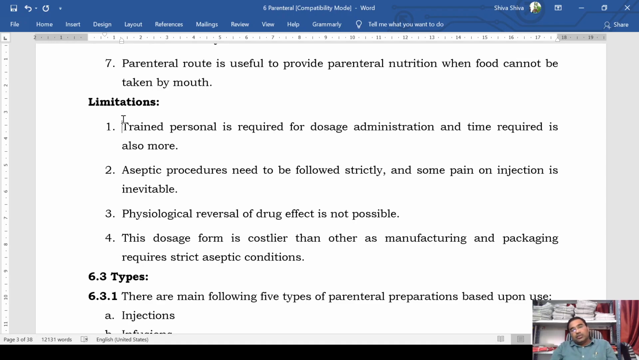Then the third one is that physiological reversal of drug effect is not possible. Now what is the meaning of this sentence? What is meant by physiological reversal? Suppose a patient takes more than one tablet, which will cause toxicity. If such a condition is observed, then the patient may be made to vomit that tablet from his or her stomach. But once the parenteral product is injected inside the body, it cannot be removed.